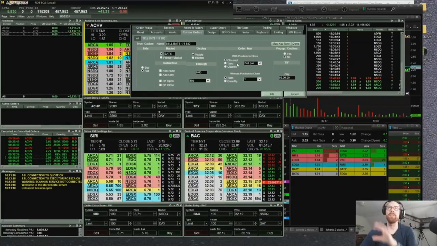And we're going to close out. This I love. I absolutely love this. Close out. I can choose how much of the position I want to close out.